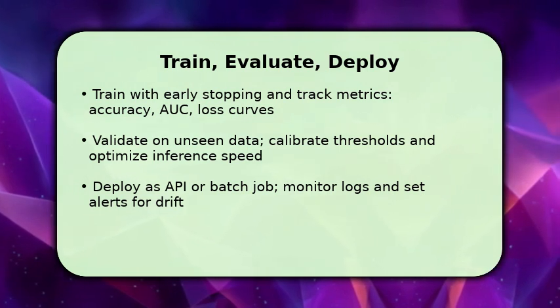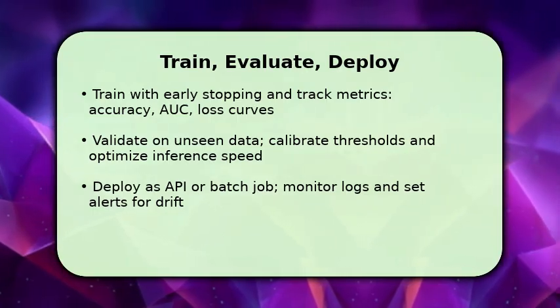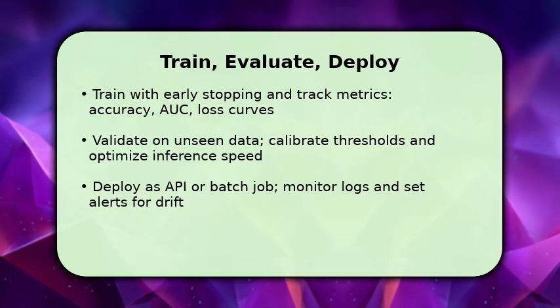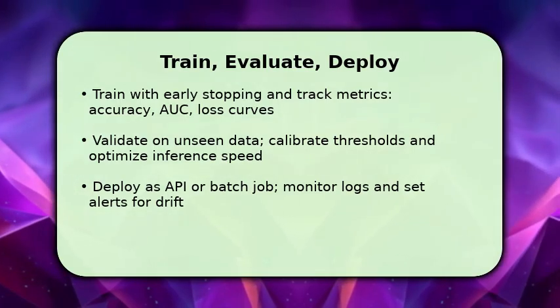Deploy as a REST API or scheduled batch job, and wire up monitoring for performance and data drift so you catch regressions early. If predictions degrade, retrain using recent labeled data as the primary fix.